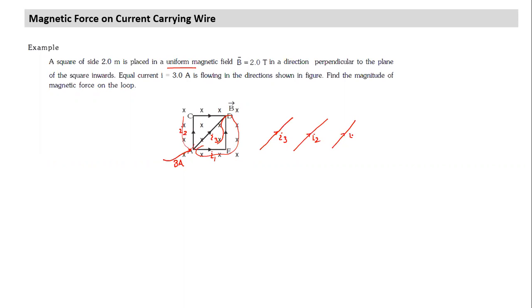This is carrying I3. So what is the force here? Sorry, this is I1. So this whole thing is equivalent to a length equal to AB carrying total current I1 plus I2 plus I3. This is possible only when the field is uniform. I can replace this length with an equivalent length. So the magnitude of force is really simple.